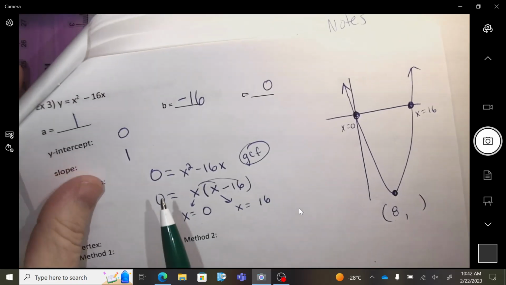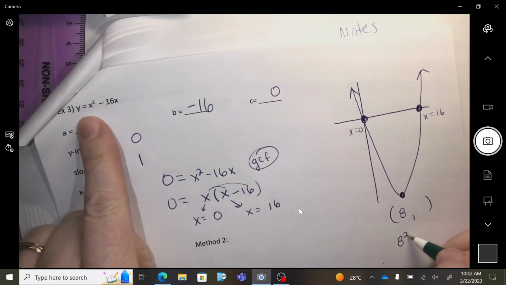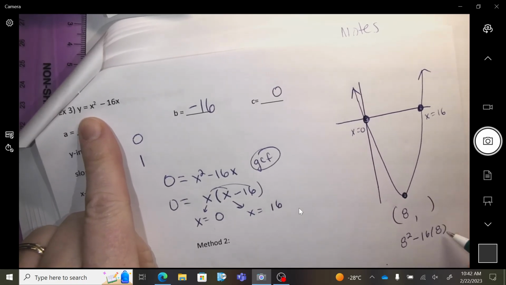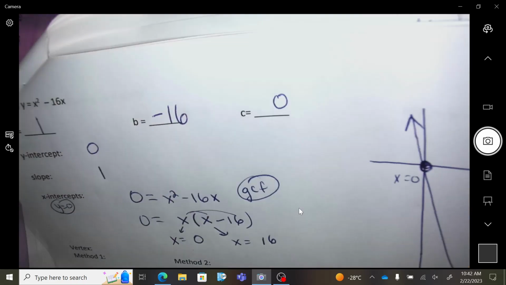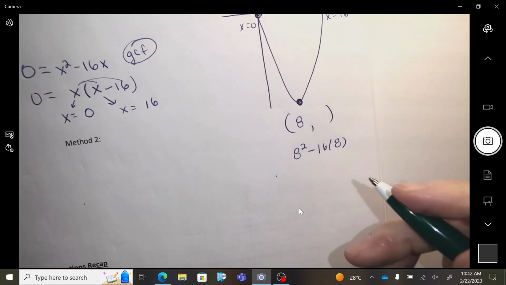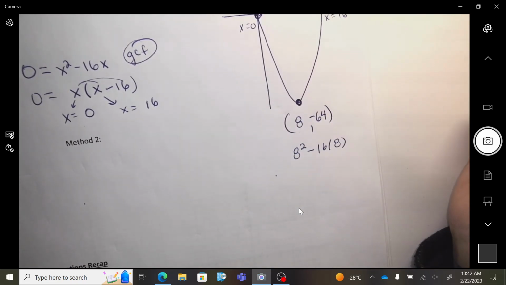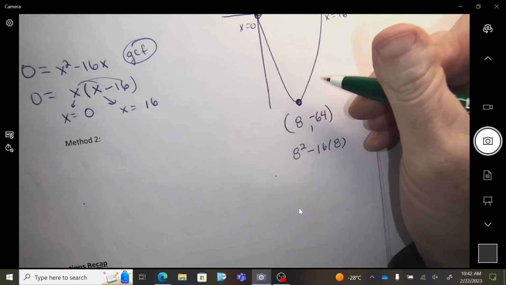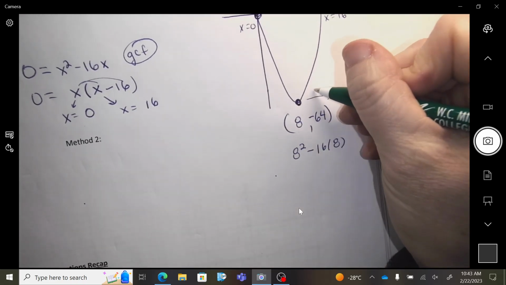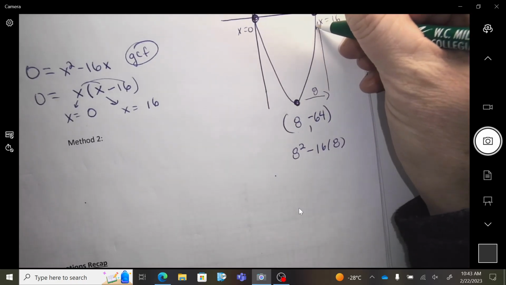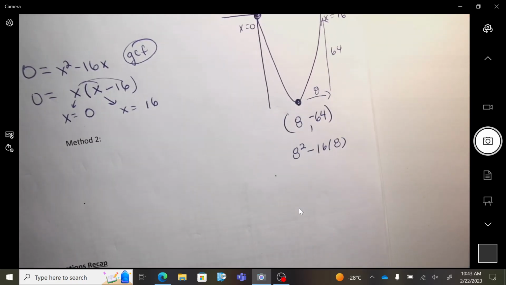And what is 8 squared minus 16 times 8? That's the plug-in, which is negative 64. Does it also line up with, if you move 8 over, you should have to go 64 up on a normal slope of 1? Does that make sense as well?